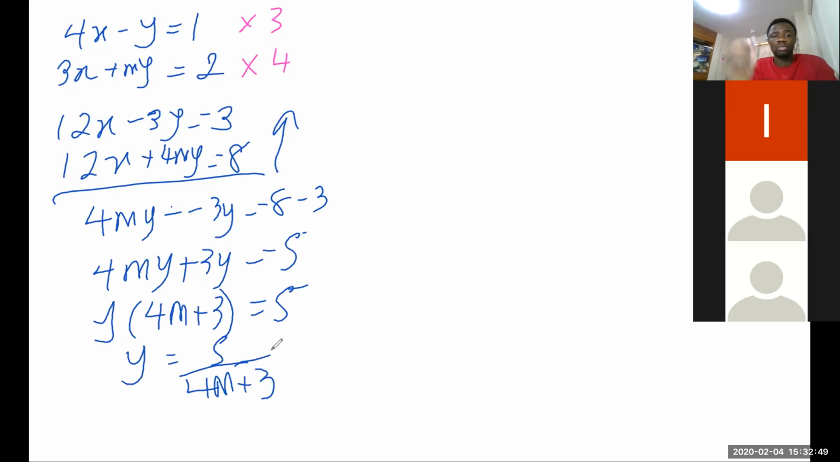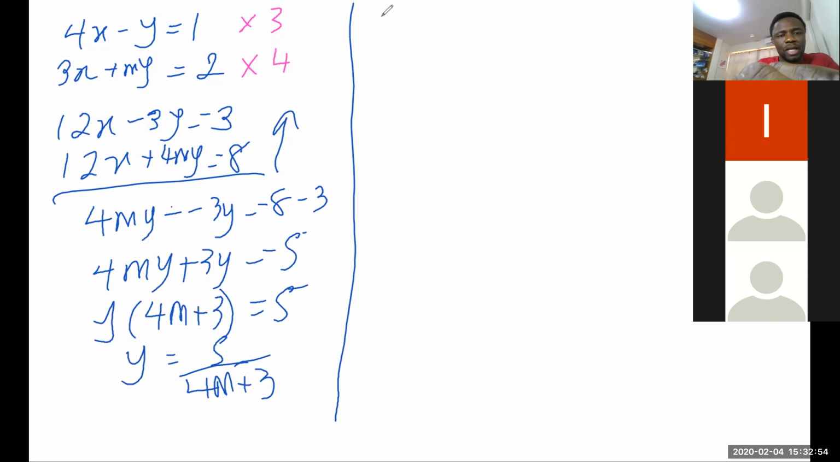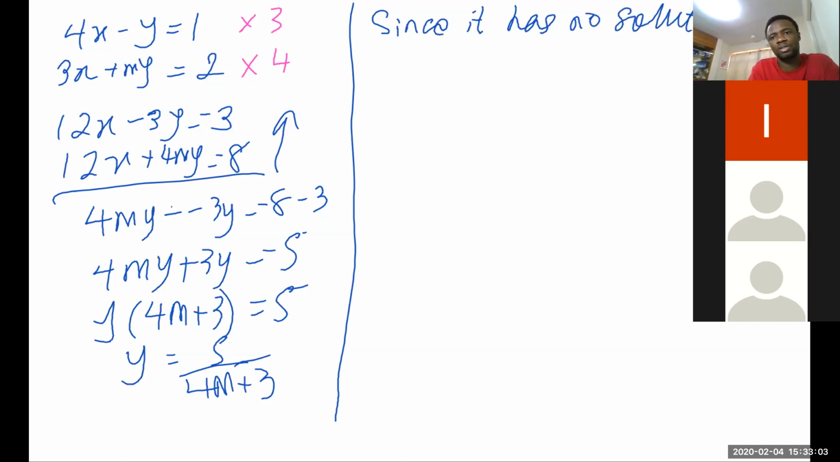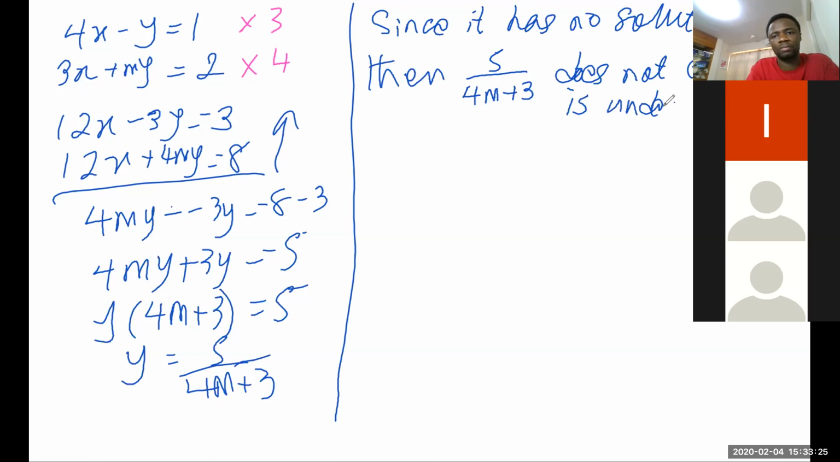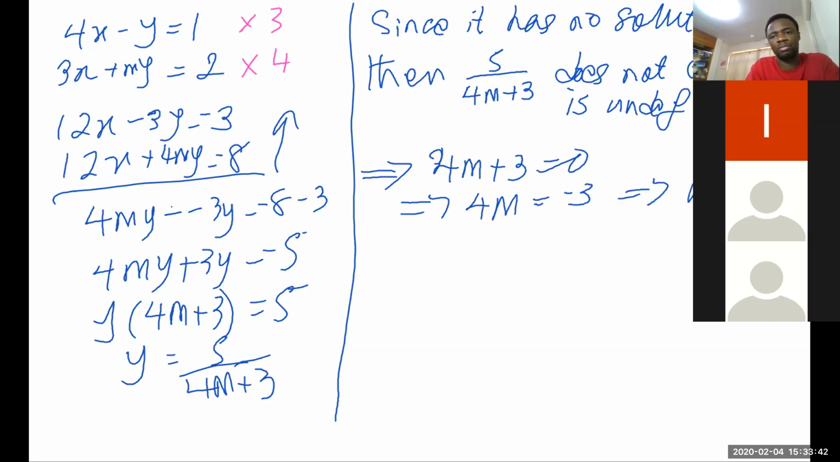So you see, then you say, oh, since it has no solution, that's how you write it. Since it has no solution, then 5 over 4m plus 3 does not exist. Is it that you say does not exist or you say is undefined? Take note of these keywords. And that implies, so it's an implication now. The implication of this is that 4m plus 3 must be equal to 0, and the implication is 4m is equal to negative 3, which implies that m is negative 3 over 4. Does that make sense, everyone? Yeah.